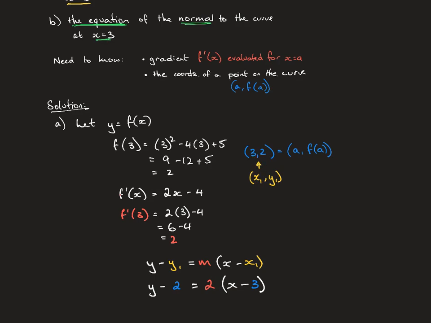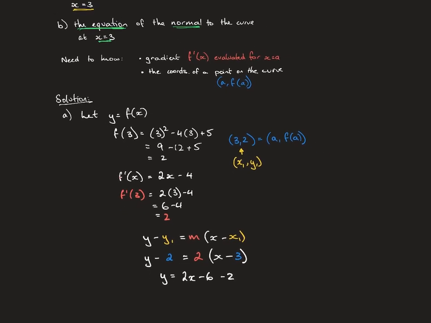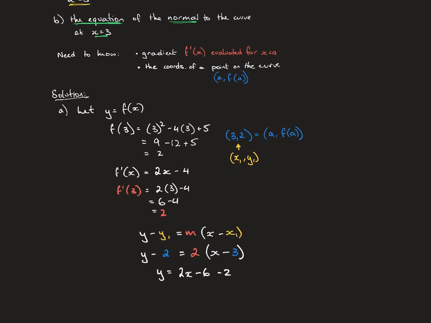If we tidy this up by expanding the brackets and then adding 2 to both sides, not subtracting 2, adding 2 to both sides, we end up with y is equal to 2x plus 4, and this is our equation of the tangent.